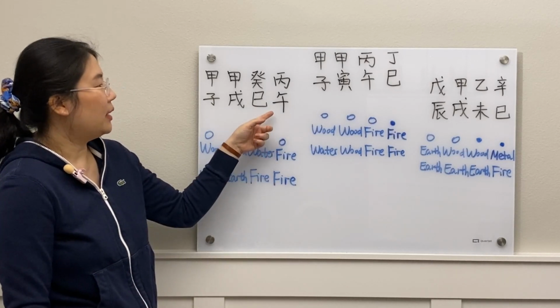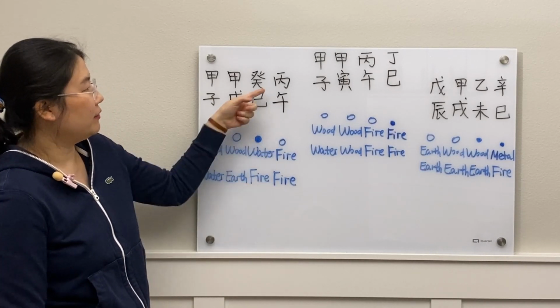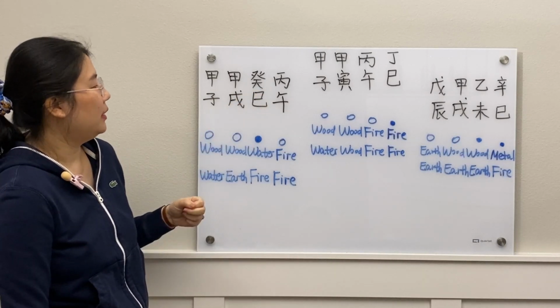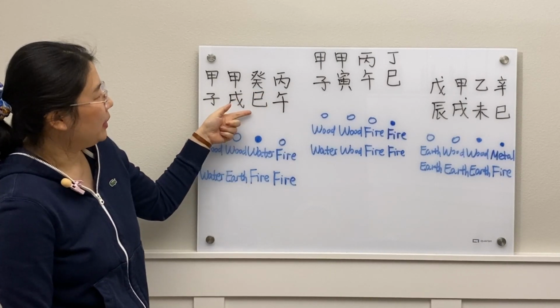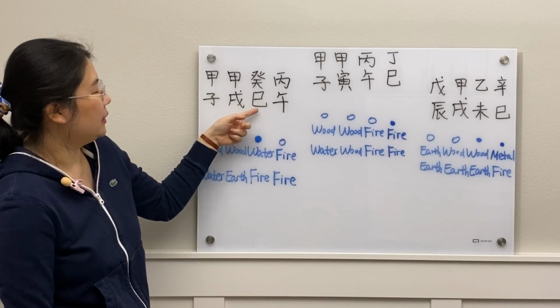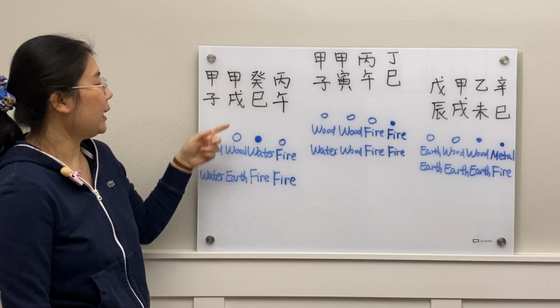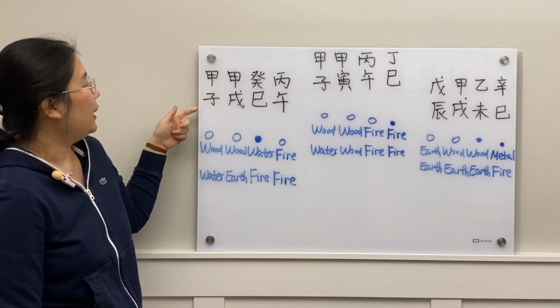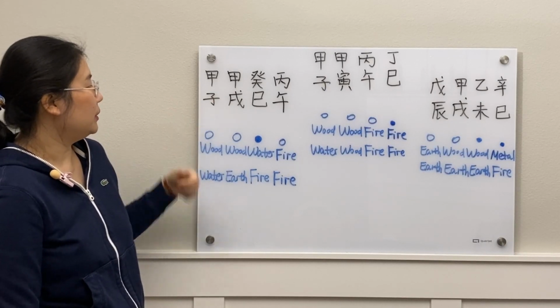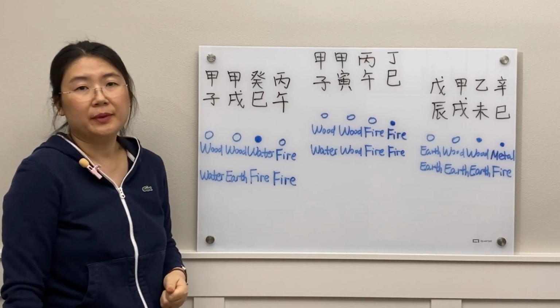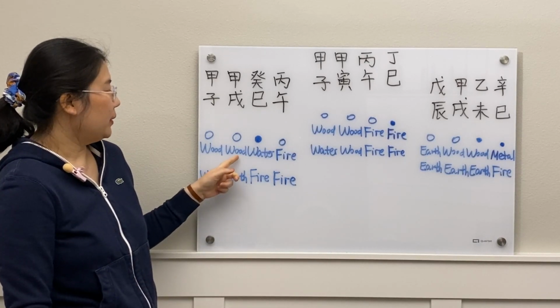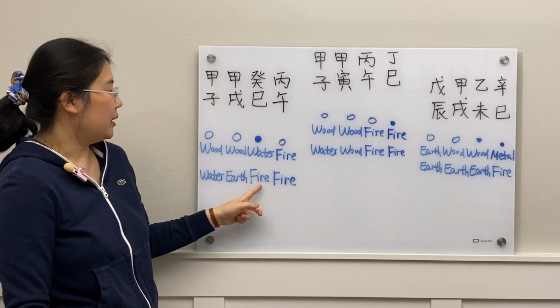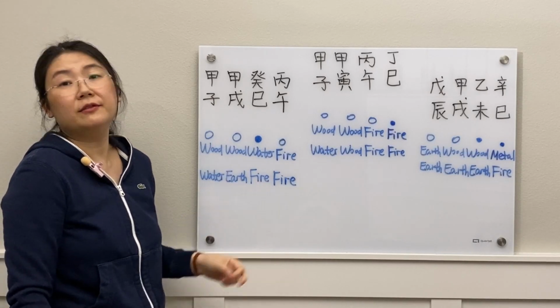So you have this yearly pillar of a Yang Fire and the Yang Fire. The monthly pillar is the Yin Water and Yin Fire. And the daily pillar is a Yang Wood and Yang Earth. And the hourly pillar is a Yang Wood and Yang Water. So you are a Yang Wood born in this month of May, which is the Yin Fire.